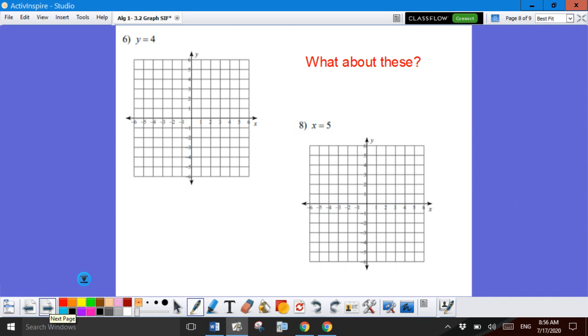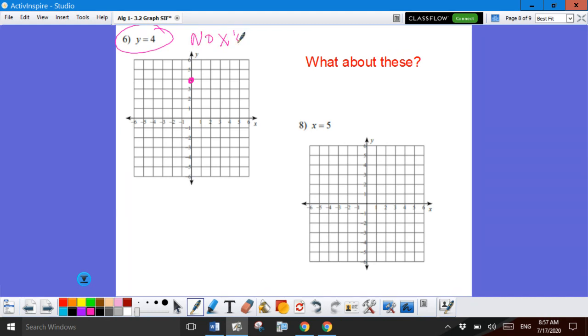All right, so let's look at our two special cases. So we had horizontal lines and vertical lines with our special slopes, and we had undefined slope, and we had zero slope. Okay, so I want you to think about where y equals 4 is. Well, y equals 4 is not on this line. It's not on the x-axis, it's actually on the y-axis. So it's starting here.